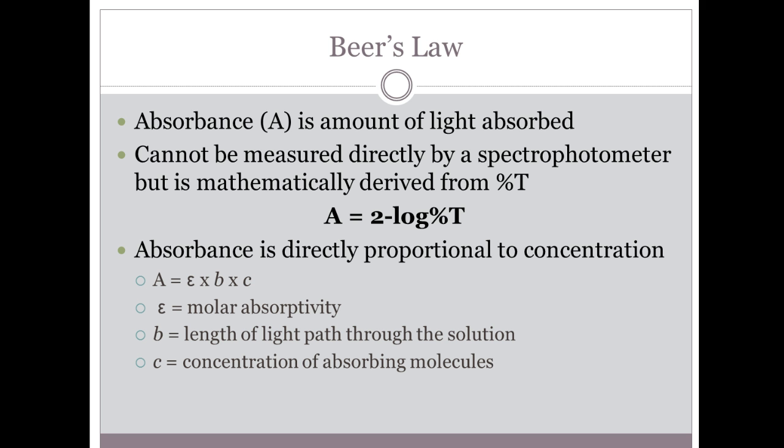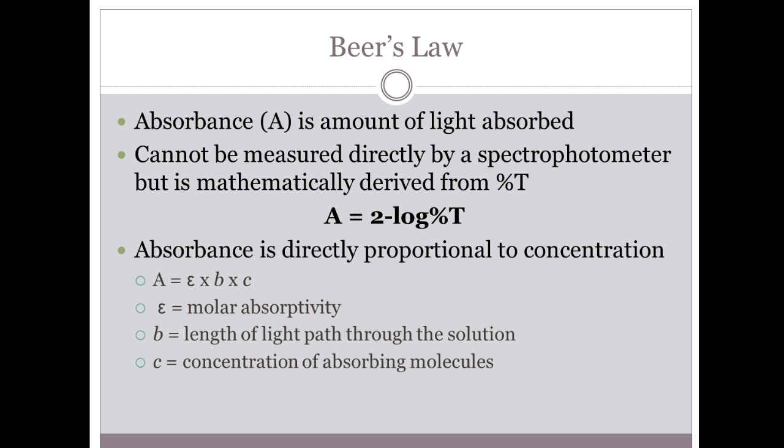So light is shined through your sample. In this case, we're using beer. The light hits the other side. It knows the percent transmittance. Luckily, we have spectrophotometers that do this calculation for us, so you don't have to do it. But you hit the absorbance button, and it does this calculation for you and gives you the absorbance, so it tells you how much light was absorbed. Absorbance equals 2 minus the log of the percent transmittance.